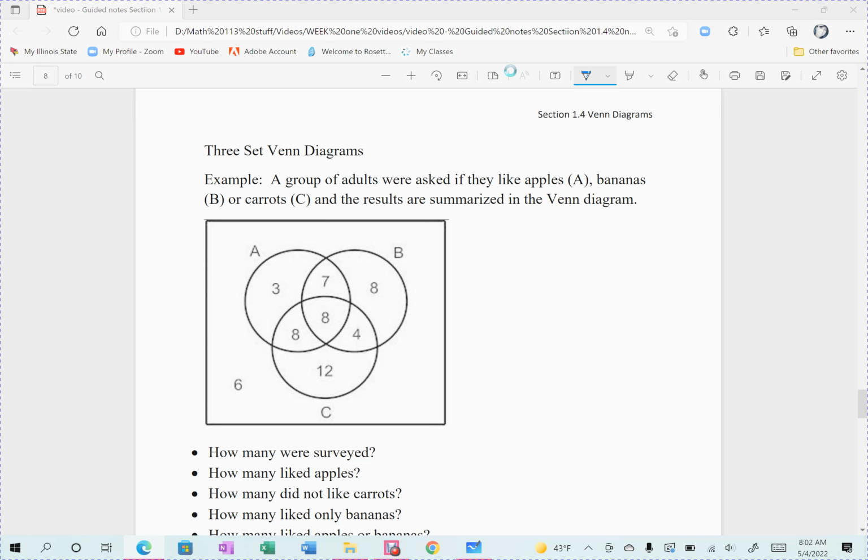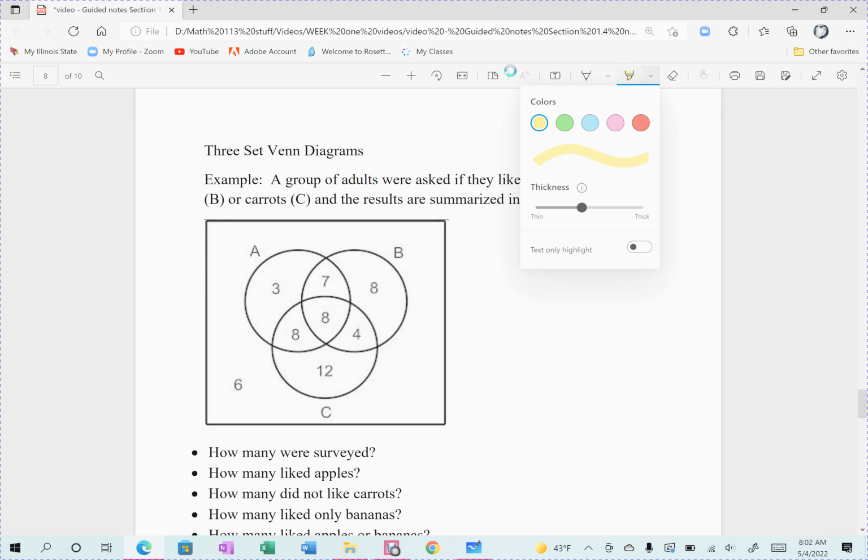All right, so typically these are surveys. So we took a survey of adults and we asked them if they liked apples, bananas, or carrots. Apples would be represented by circle A, bananas, circle B, and carrots, circle C. All right, so these numbers inside the Venn diagram represent people.